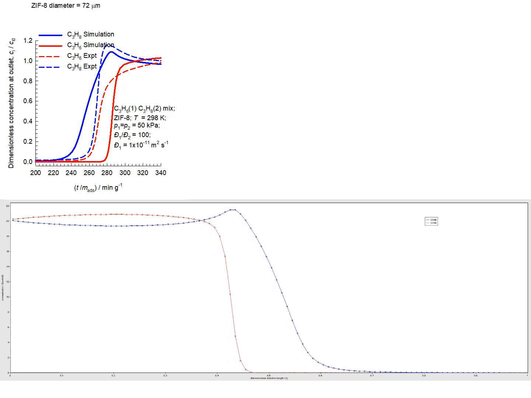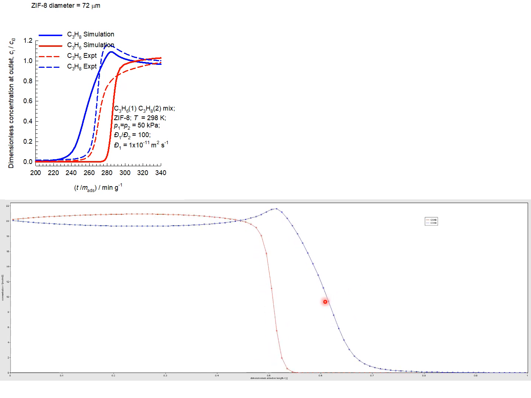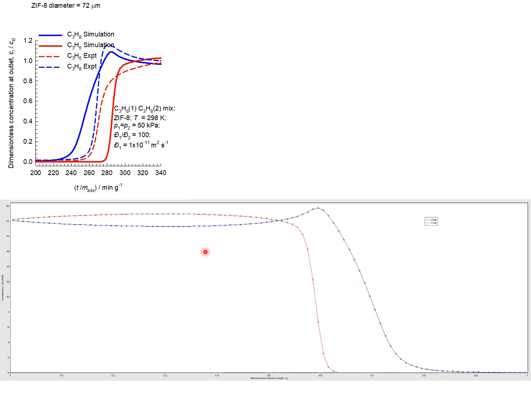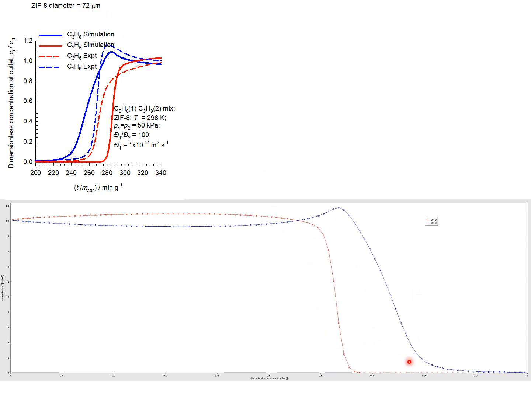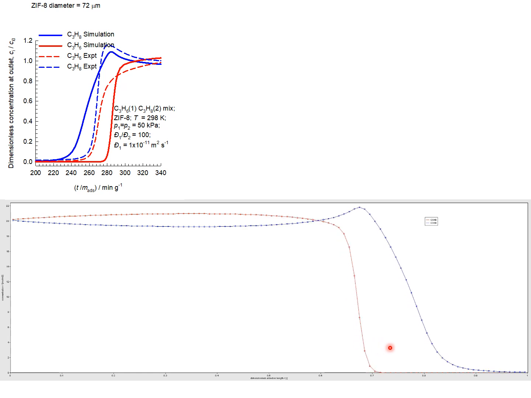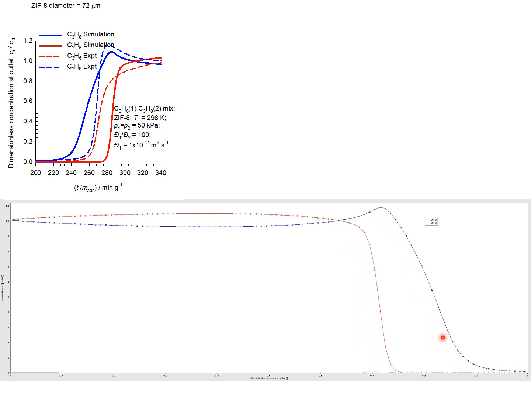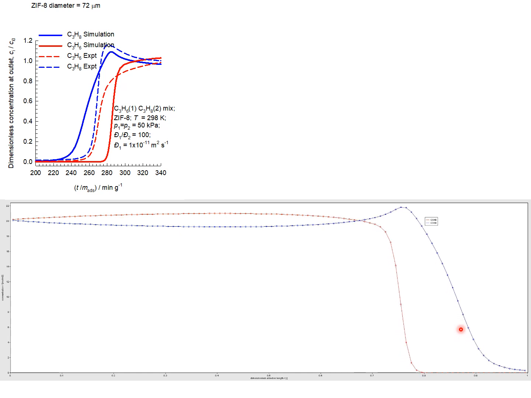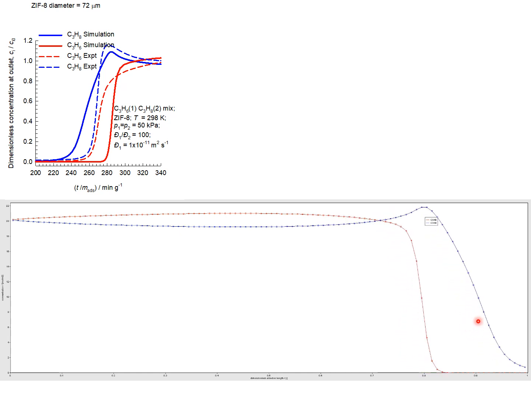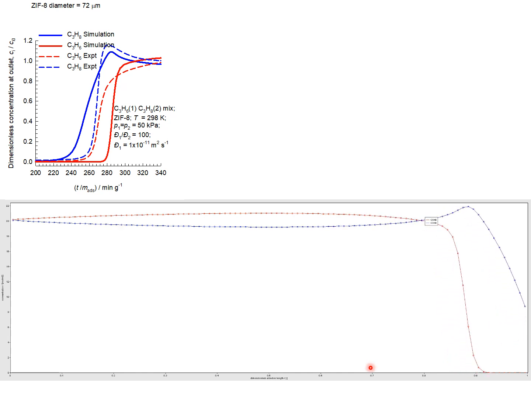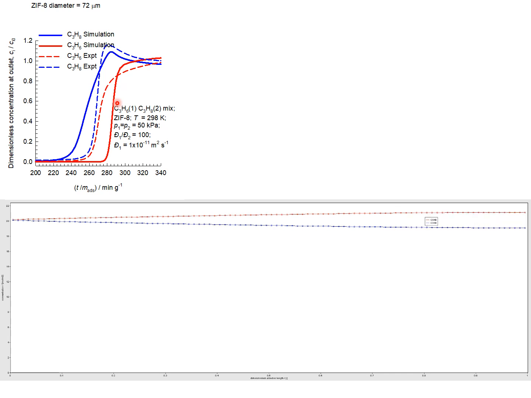Recall that the blue line is the breakthrough for the saturated propane, and the red line is for the unsaturated propene. For the 72 micrometer particle, diffusional influences are stronger than for the 9 micrometer particle, and the saturated propane is rejected into the gas phase and leaves the bed earlier than propene, as shown by the continuous blue line and red line in this breakthrough curve.